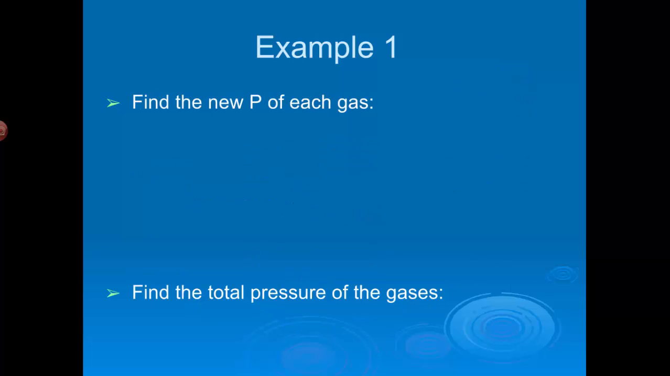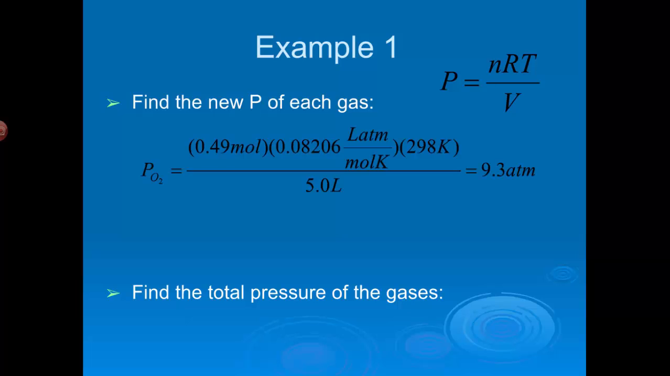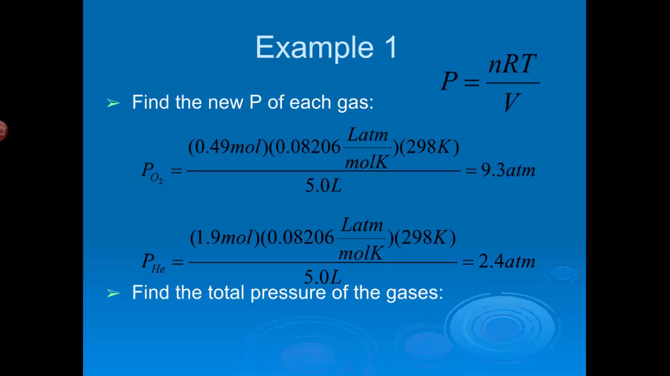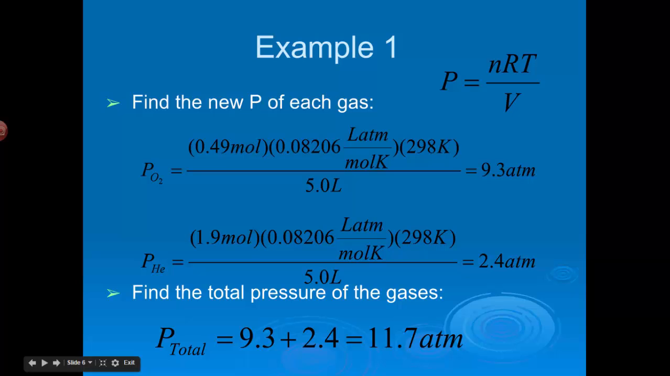Okay, so now we want to find the new pressure of each gas in our new volume. So pressure is nRT over V. We just calculated n, the number of moles of each gas. R is still R. T hasn't changed, but now we've squashed the volume down to 5 liters. And so our oxygen is at 9.3 atmospheres, and our helium is at 2.4 atmospheres. So again, Dalton's law of partial pressures, we add the two together, we get 11.7 atmospheres in our tank. You better have a strong tank to hold gas at a pressure of 11.7 atmospheres, because that's pretty high pressure.